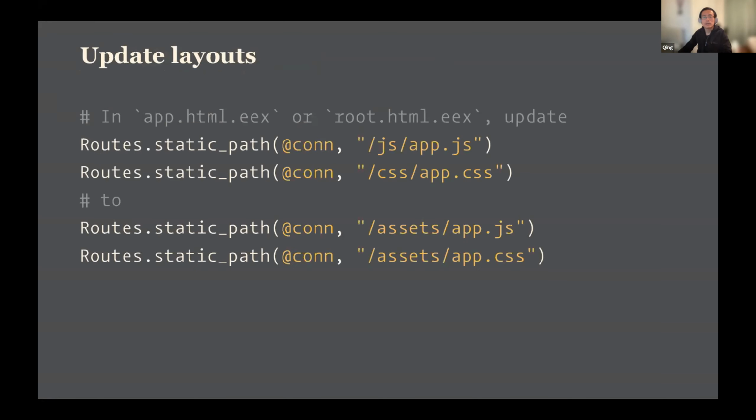Next is to update the layout. With esbuild, the compiled JS and the CSS live in priv static assets instead of the separate JS and CSS directories as it used to be. So we needed to update the references to them in the template files. That's usually just app.html.eex or root.html.eex.